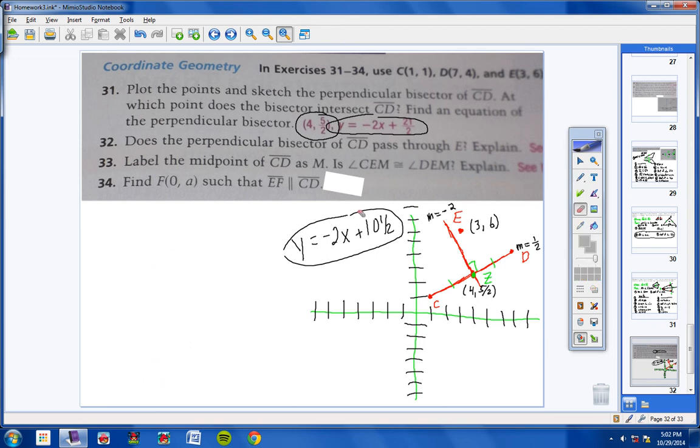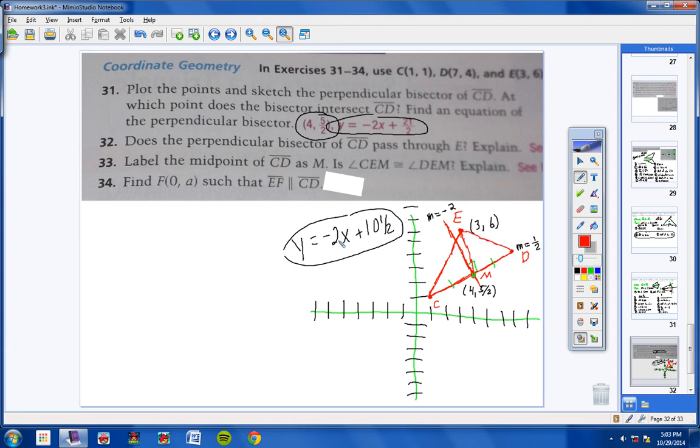Okay, number 33. Label the midpoint of CD as M, okay? Now, we called it Z earlier, so we're going to change that to an M, okay? So here we go. M. Okay, there we go. Now, is angle CEM congruent to DEM? So it's this angle here, CEM, congruent to angle DEM.